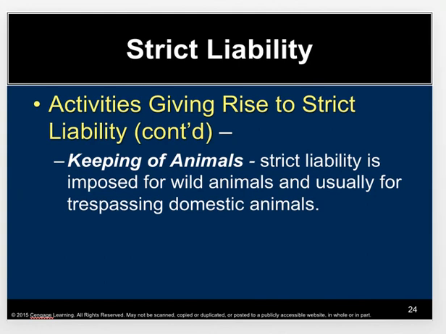So for example, if you keep a tiger in your backyard and your tiger gets away, even though you had a 10-foot, 20-foot high fence, and you have no idea how the tiger got away, but you took every precaution, it doesn't matter. Just because you have a wild animal, you're going to be strictly liable for any damage that animal causes.